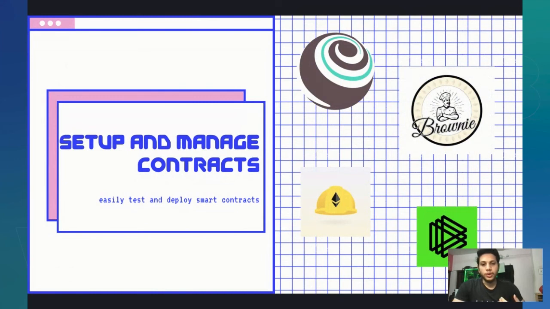Then there's also Hard Hat, which is again a JavaScript implementation, and there's also Brownie, which is a Python implementation. So if there are any Python lovers who don't like JavaScript, you might as well use Brownie, as it has a very easy to use Python interface and CLI tooling. So all these help you create, update, and manage the entire life cycle of your smart contract. So it is really essential to have one of these dev tools in your Web3 app.